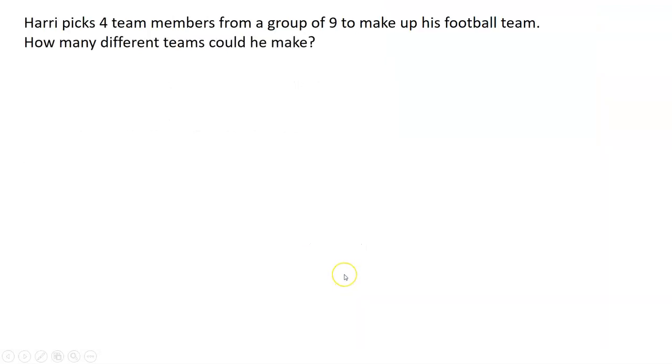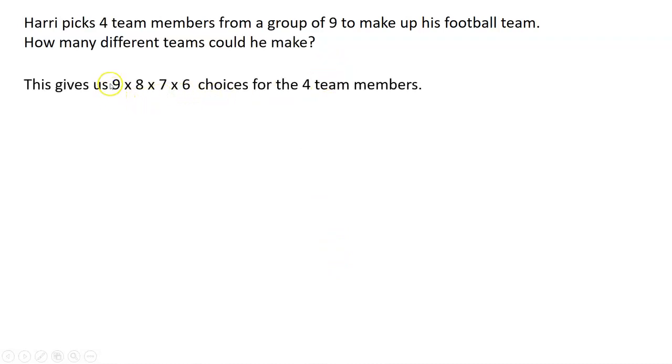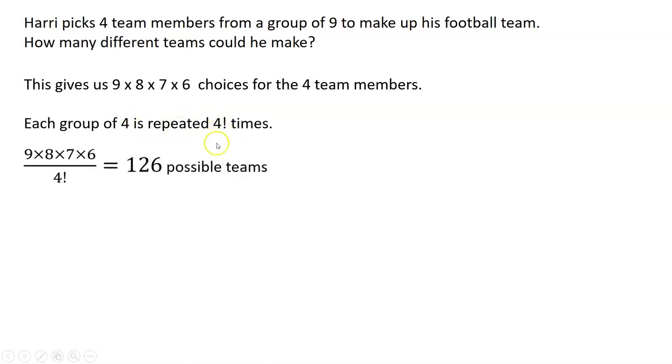Let's have a look at a different example. So Harry is picking a football team, a 4-player football team from a group of 9 people. We want to think about how many different teams he could make. Our first choice, we've got 9 possibilities, and then 8, then 7, and then 6. Each group of 4 is repeated 4 factorial times. So this gives us this many possible teams.